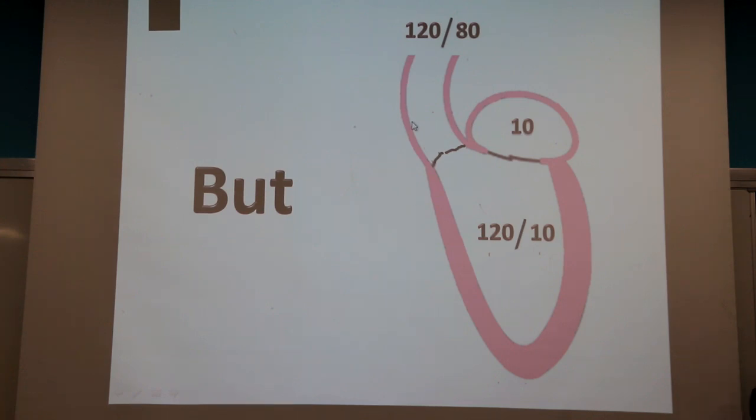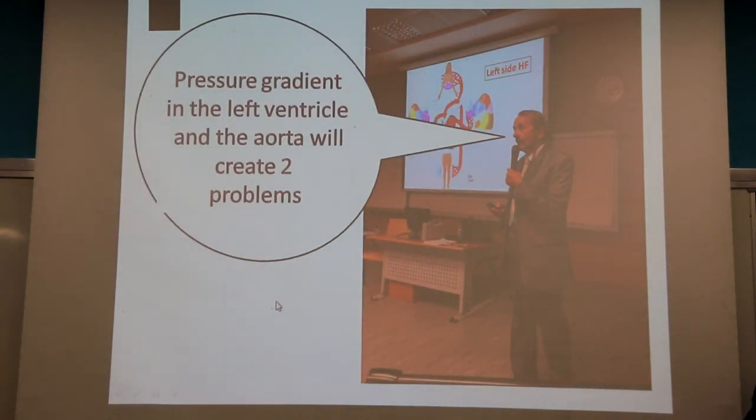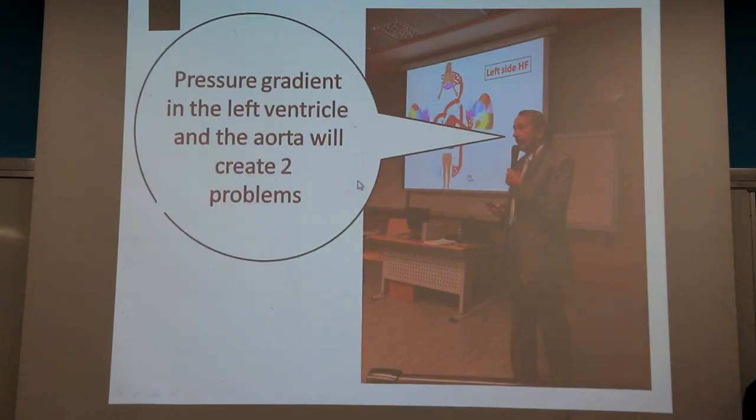But look at pressures here. Aortic pressure is 120 over 80 in the aorta, but in the left ventricle it's 120 over 10. The pressure gradient between the left ventricle and the aorta will create a problem. There is a pressure gradient here. Look at this. Between the aorta and the left ventricle, it can create two problems here.